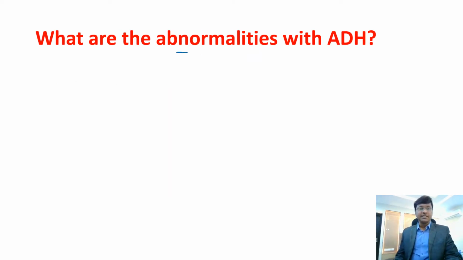Now, if you see the abnormalities associated with the antidiuretic hormone. Antidiuretic hormone is also called vasopressin. And why is it called antidiuretic hormone? Because it will prevent diuresis by acting at the distal tubules of the kidney. Then why is it called vasopressin? Because it will cause vasoconstriction, and that is the reason why it is called vasopressin.